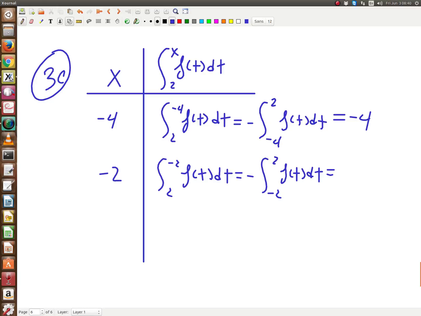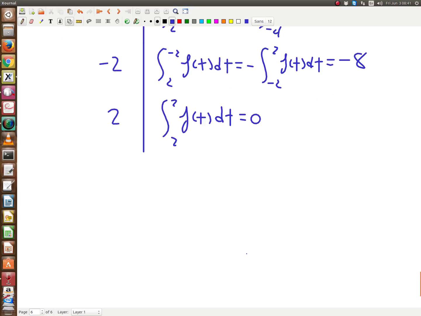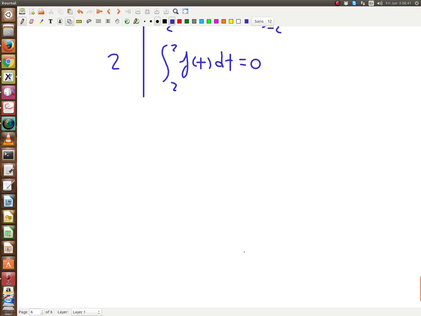Okay. So -8. All right, the next critical point was at x equals 2, but clearly the area from 2 to 2 has got to be 0. You don't even have to look at the diagram. All righty, now let's extend the table a little bit. Some more critical points.